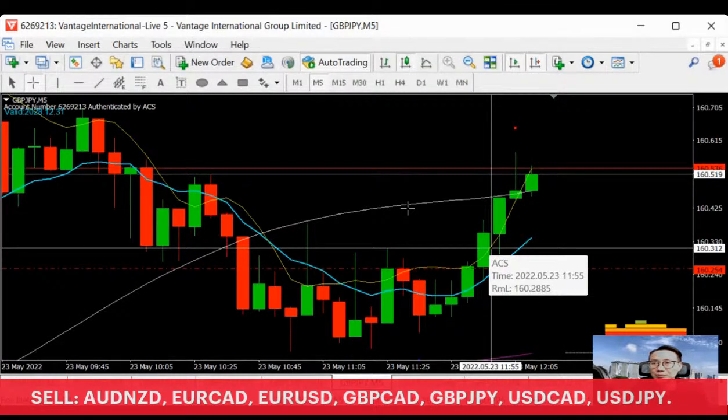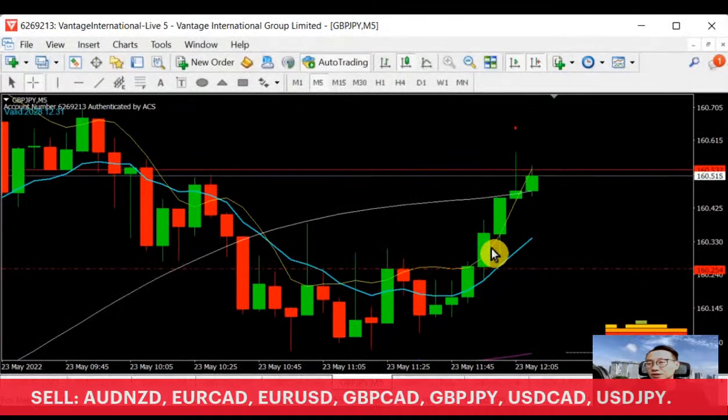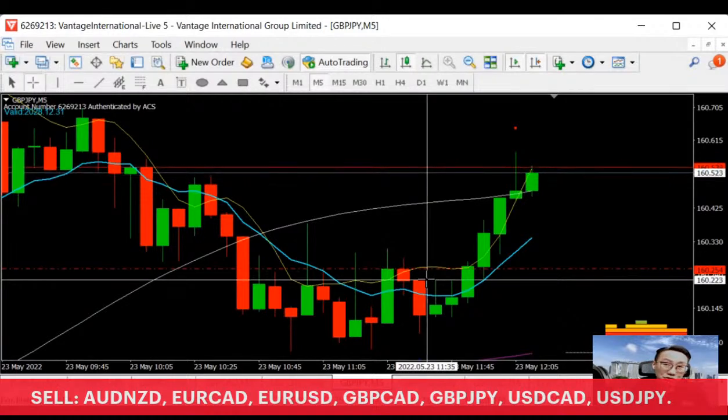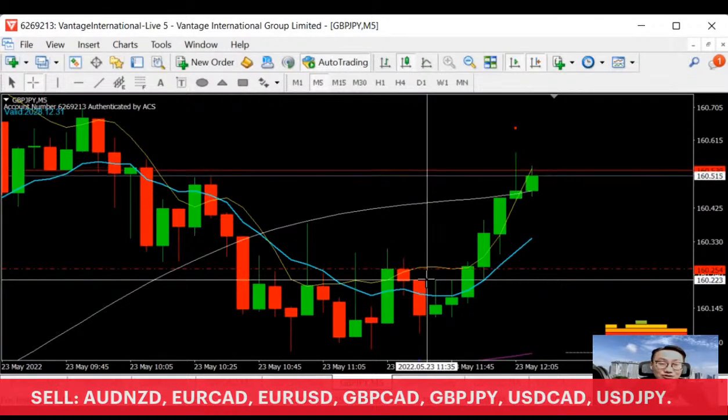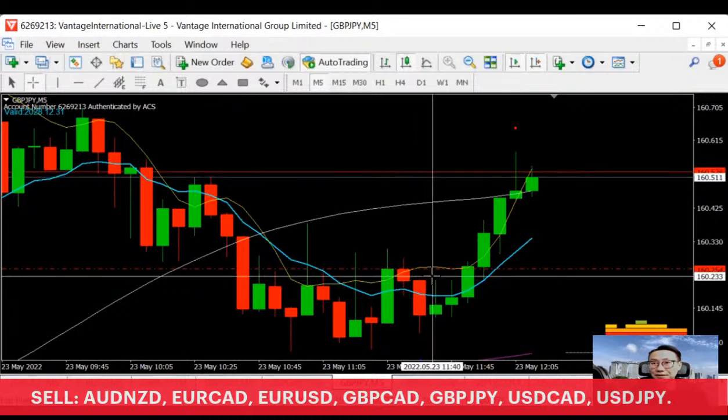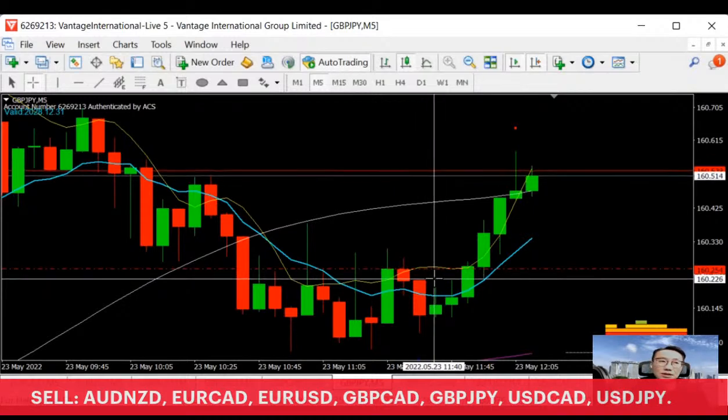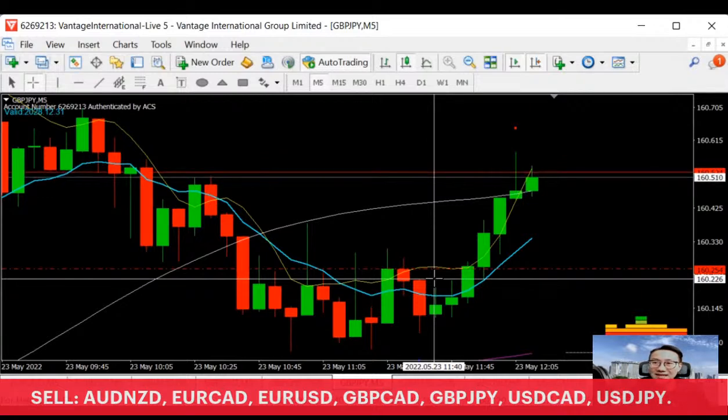Will this be considered a premature stop loss? This is not a premature stop loss, because taking into consideration, okay, my entry is over here. Okay, my entry is here, and the situation for this Pound Yen is actually a retracement. So I'm trading a retracement.